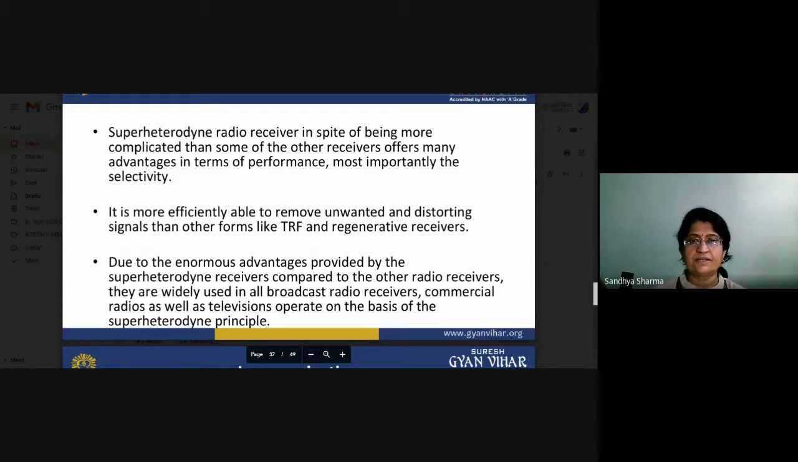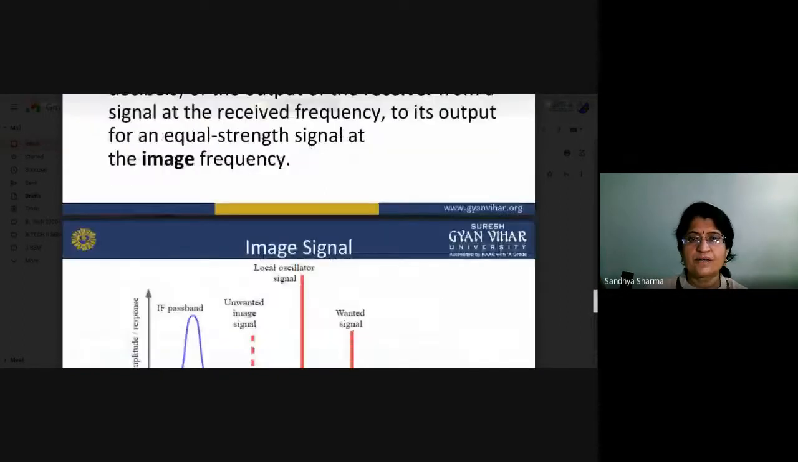unwanted signals. If we give a strong background to our receiver part, it more efficiently removes the unwanted and distorting signals from the original signals, due to the enormous advantage provided by superheterodyne receivers compared to other radio receivers. So they are widely used in all broadcast systems and radio systems. Okay, so that is basically the advantage of our superheterodyne receiver.